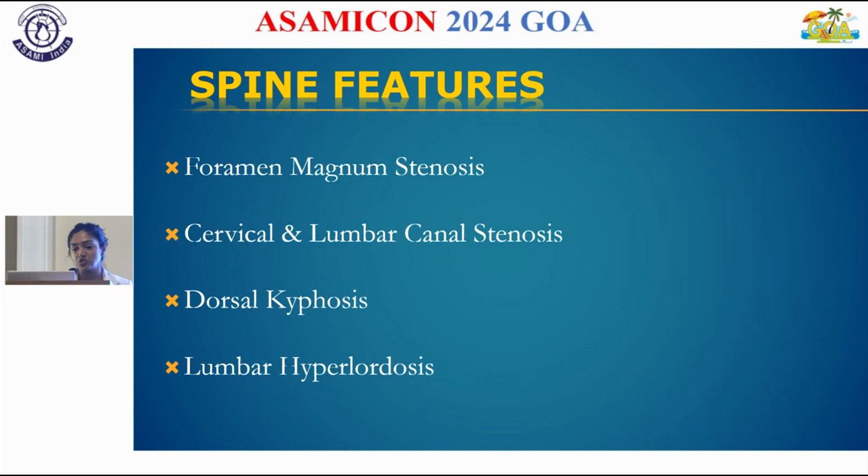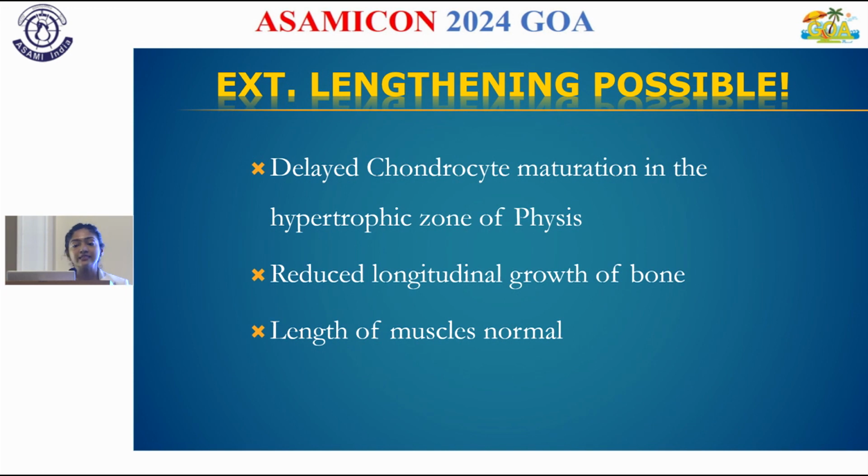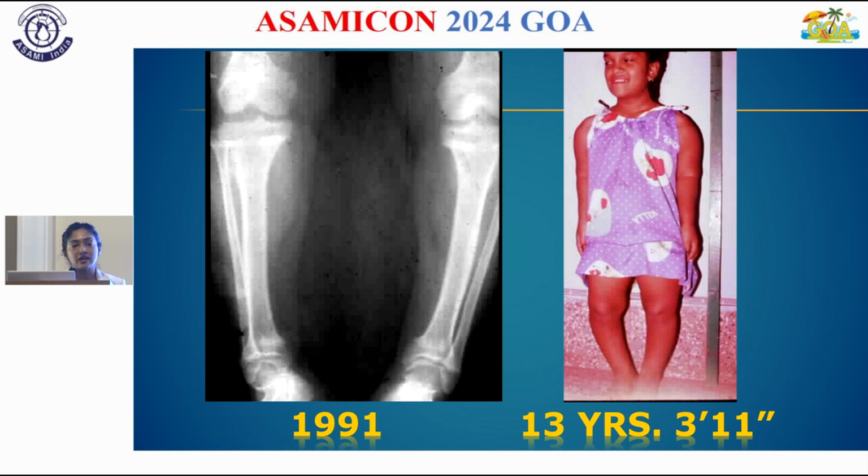These are the spine features. There is delayed chondrocyte maturation in the hypertrophic zone of the physis, which reduces the longitudinal length or the growth of the bone, but the length of the muscles is normal, which gives the potential for a large amount of lengthening. So we start off with some cases.